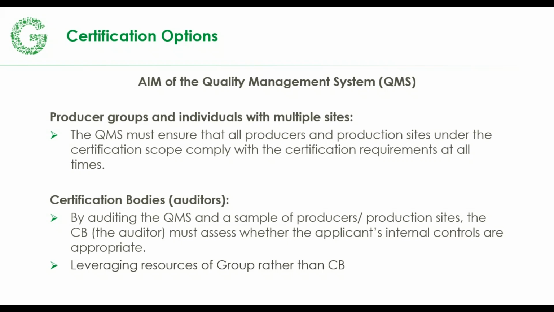So the CB would do a sample in order to compare their own external sample to the group's internal control. So did the internal inspector and auditor have the same conclusions as the external auditor? And if so, great. And if not, what are we missing, and how can we determine what the group needs to do to have or improve their controls?